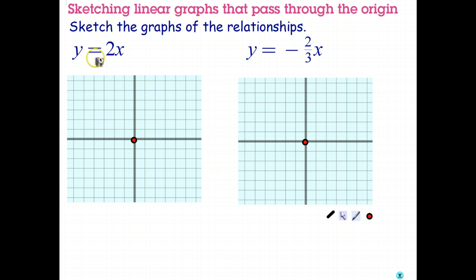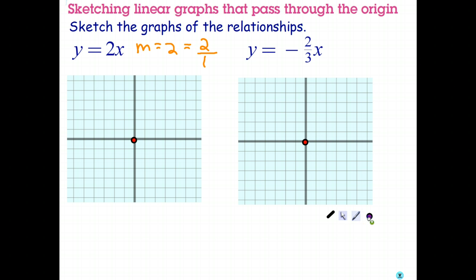Now we learned in the last video that the number that x is multiplied by is the gradient. So the gradient in this case is 2. Now I want to write that as a fraction so I can use rise over run to plot the second point. And any whole number can always be written as a fraction with 1 in the denominator. So to find a second point that lies on the graph, starting from the origin, where my first point is, the rise is 2, the run is 1.